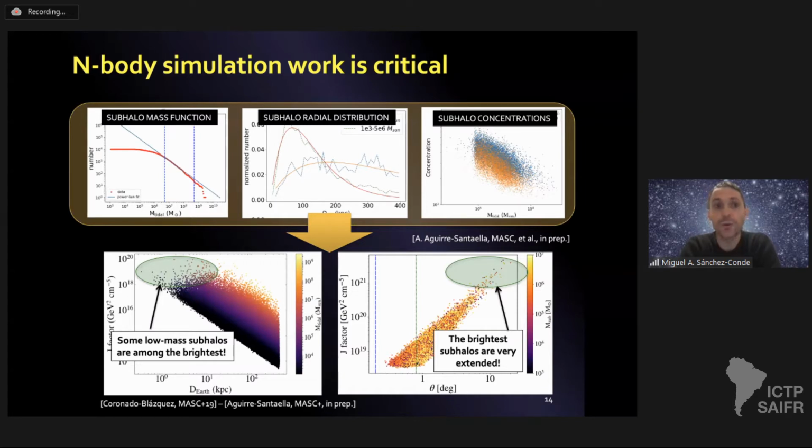So, for instance, we cook things like SWGO mass function, the SWGO radial distribution, the SWGO concentrations, and from there we basically connect all that. We go a step forward and connect everything with the gamma ray analysis and try to envision the best observational strategy for us.